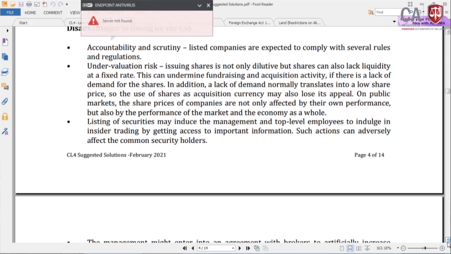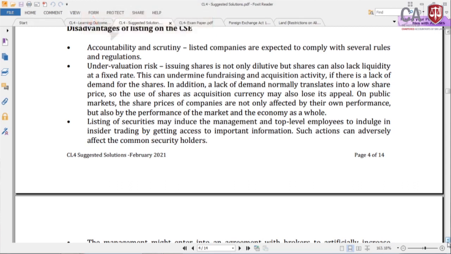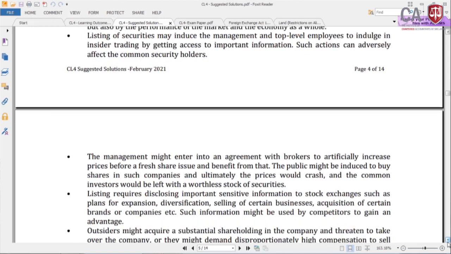On public markets, the share prices of companies are not only affected by their own performance, but also by the performance of the market and the economy as a whole. Listing of securities may induce management and top-level employees to indulge in insider trading by getting access to important information. Such actions can adversely affect the common security holders.